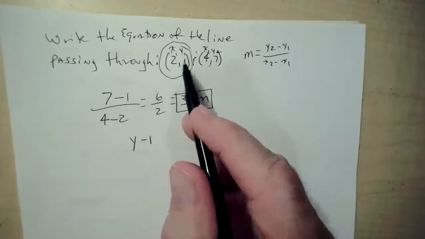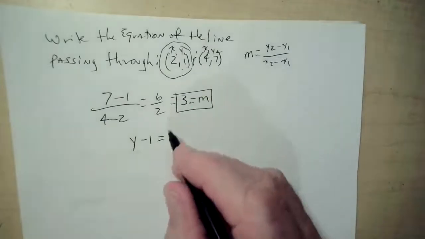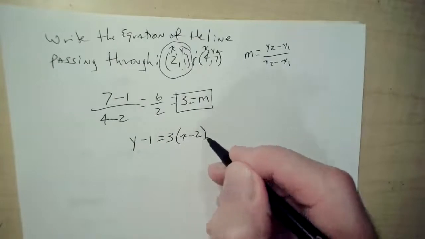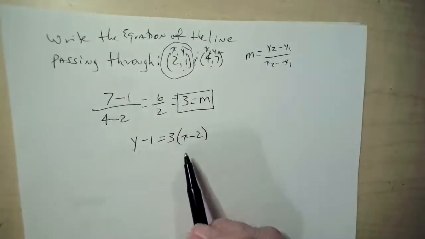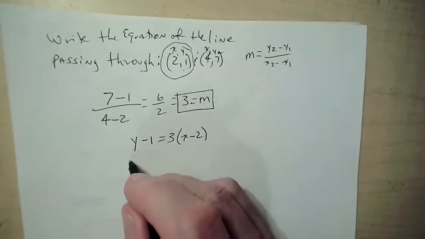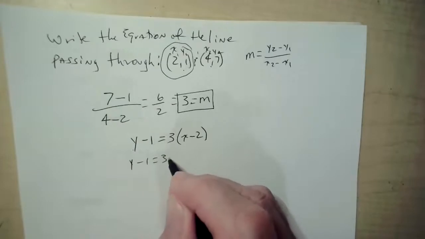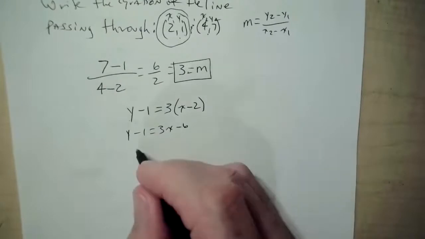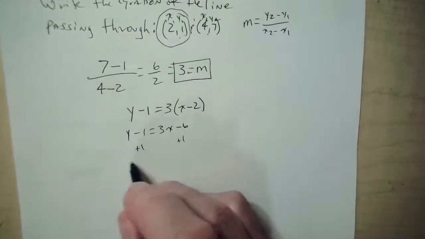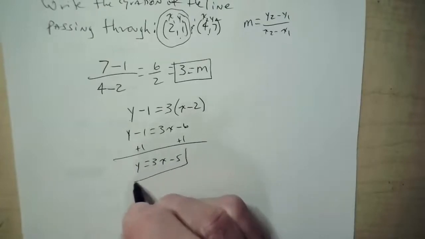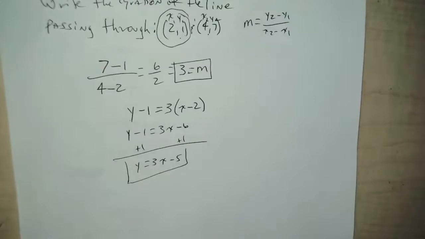So y minus y1 equals m, which is 3, open, x minus 2. Okay? There's just one more step in here, and it was calculating slope. So we get y minus 1 equals 3x minus 6. Is that right? I think so. And we add 1 to each side. Y equals 3x minus 5. Okay? That's all there is to it.